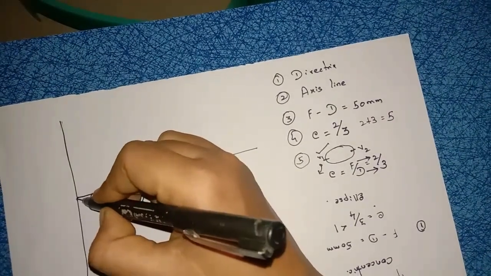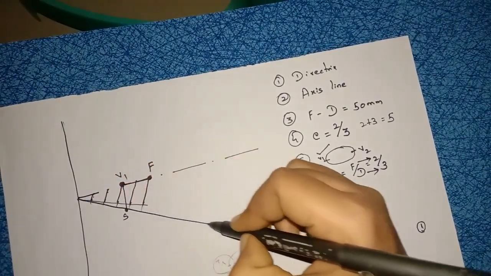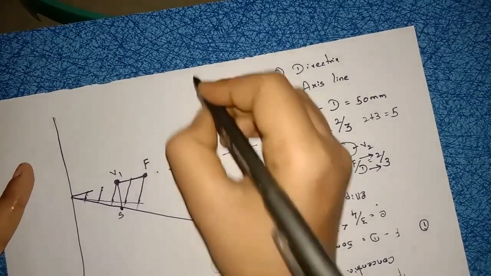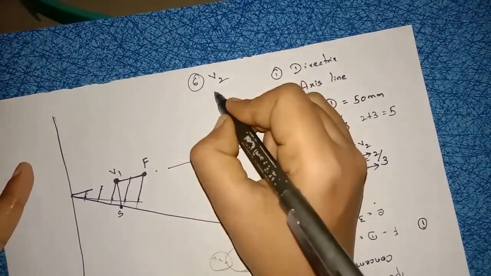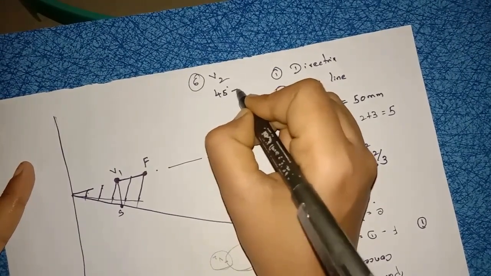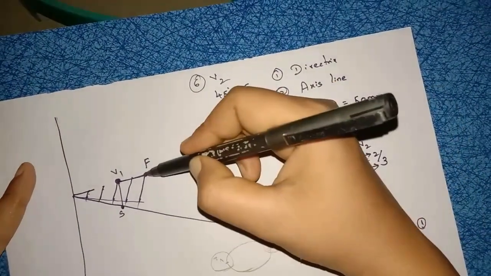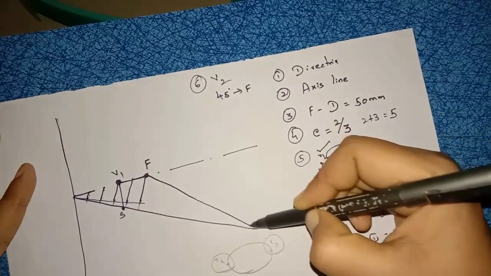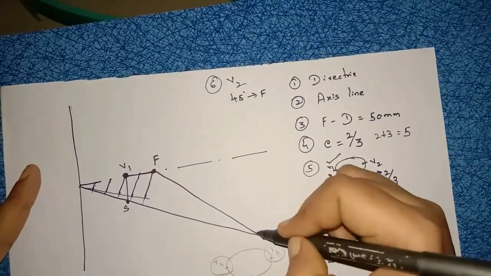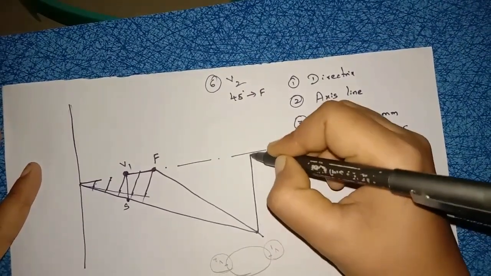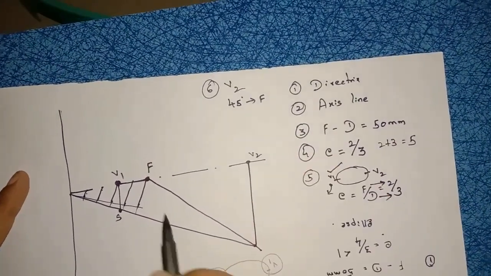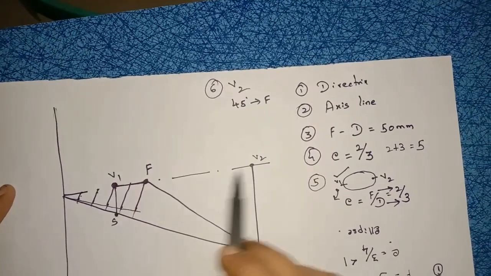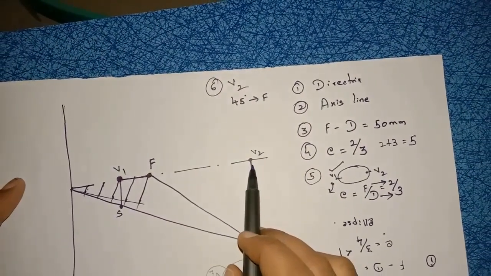And join, draw a line to join this, right? So what is the sixth step? To mark V2. How to mark V2? 45 degrees from the F point. So from F, take a 45 degree angle. Definitely they will meet at one point. From this point, draw a line, right? So this is nothing but V2. V1 is the starting point of the vertex, V2 is the ending point of the vertex, right?